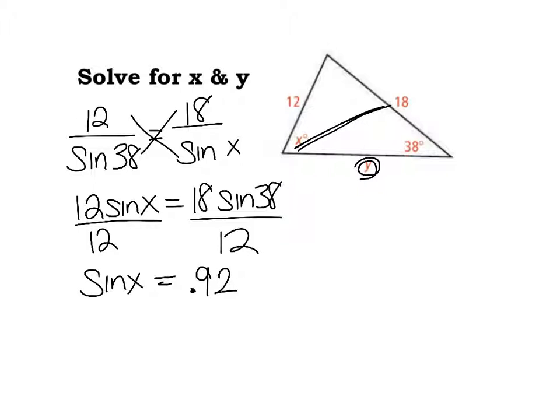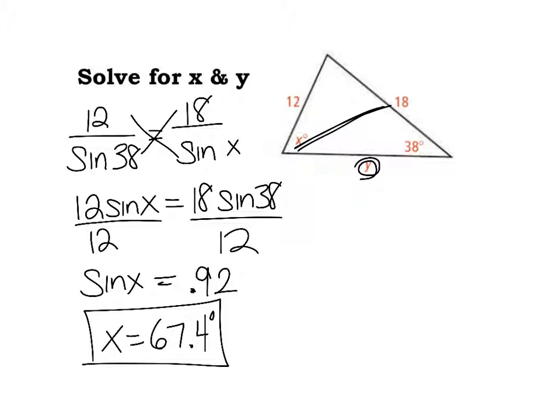And then I get x to equal 67, and I'm going to go to the tenths place here today. And that's what that angle measurement is. Now, if you want to just do second sine and type in the 0.92, that's fine. You can do that as well. All right. Now, we found x.